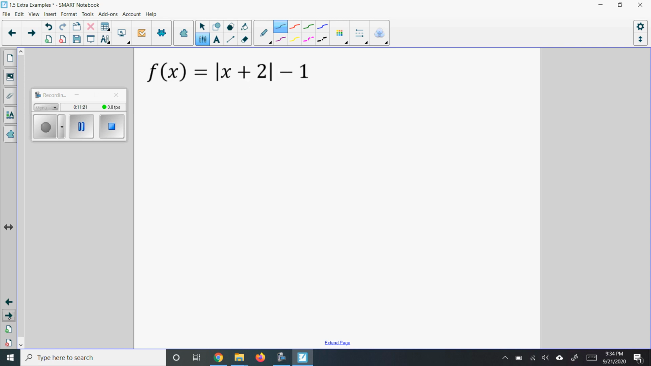Okay, what's the parent function here? The parent is the absolute value of x. This plus 2 is on the inside, and the inside is the opposite of your intuition. So this corresponds to left 2. The minus 1 is outside, and that corresponds to up and down. So this is down 1.